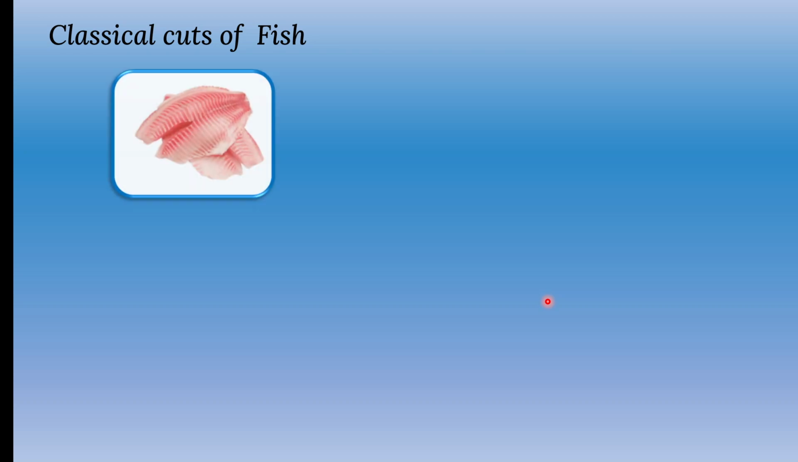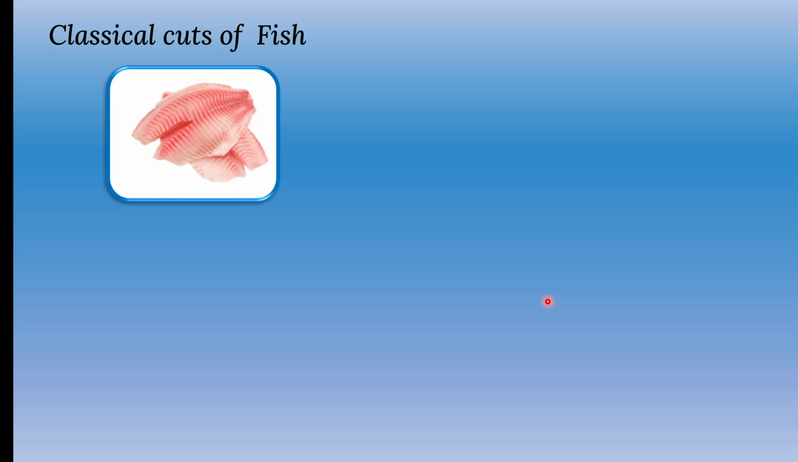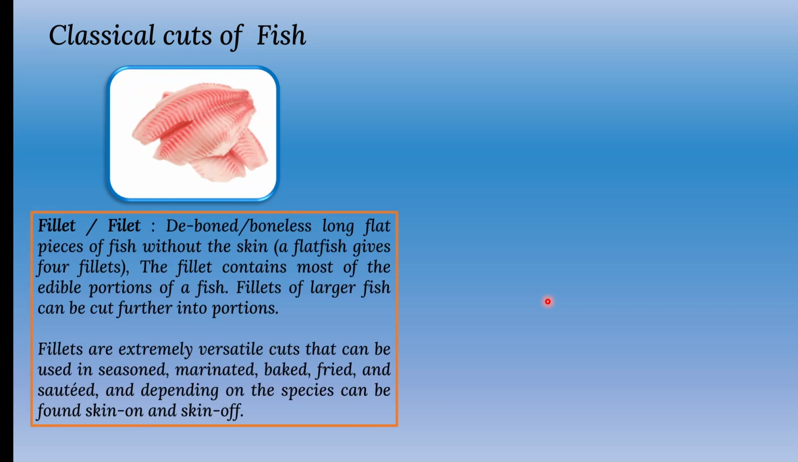Now we'll switch over to classical cuts of fish. You can see the image. This image is basically known as the fillet of fish. This word you have already come across. You can see the spelling F-I-L-L-E-T, and in French it is known as filet, F-I-L-E-T. What is a fillet? A deboned fish, that means the central bone, the main bone of the fish, is removed.